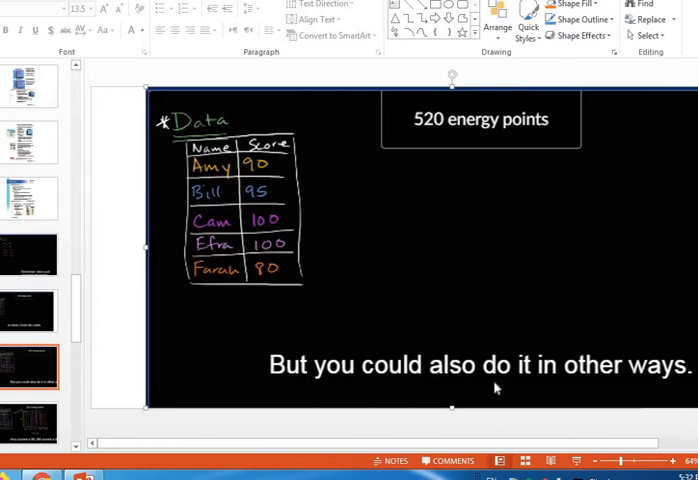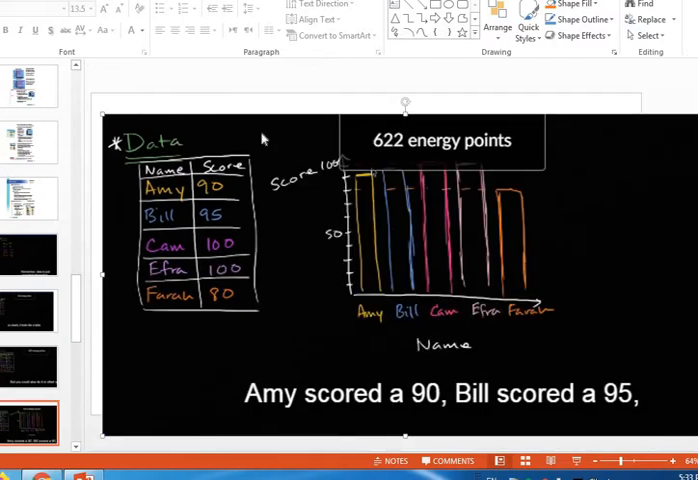But you could also do it in other ways. So what can I do here? A graph. This is called a histogram graph or bar graph. So I have here a horizontal line and a vertical line. The vertical line shows me the score up to 100, and the names of my students. I write the names from the beginning in this order: Amy, Bill, Cam, Ifra, then Farah.